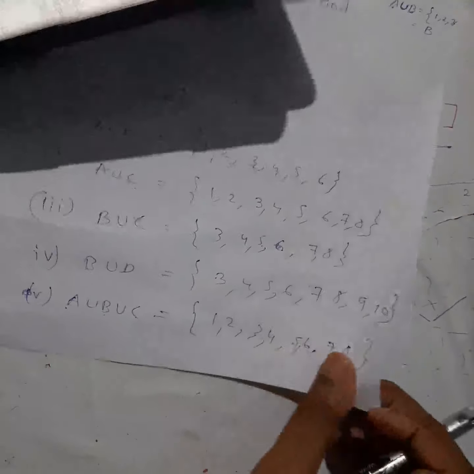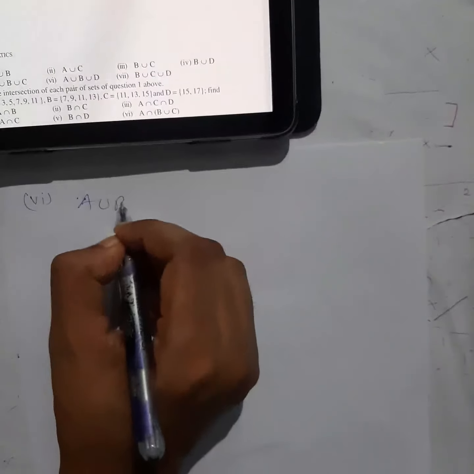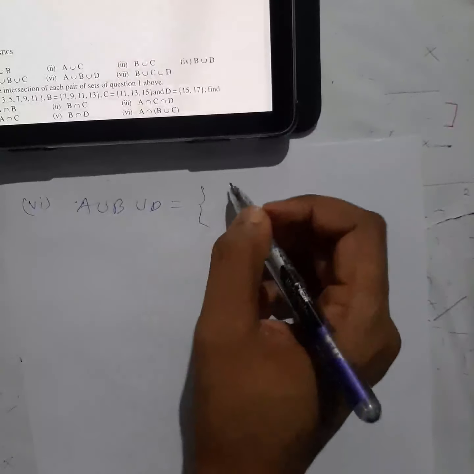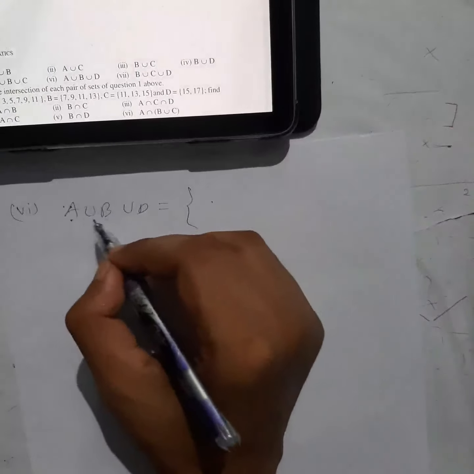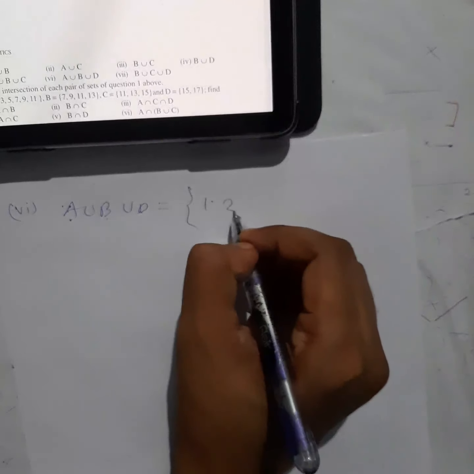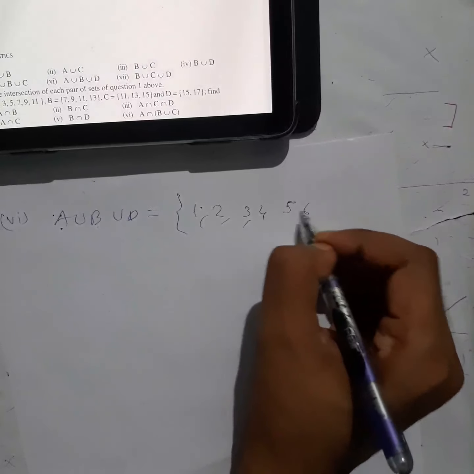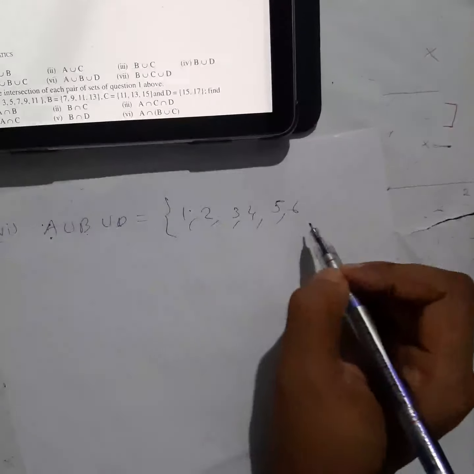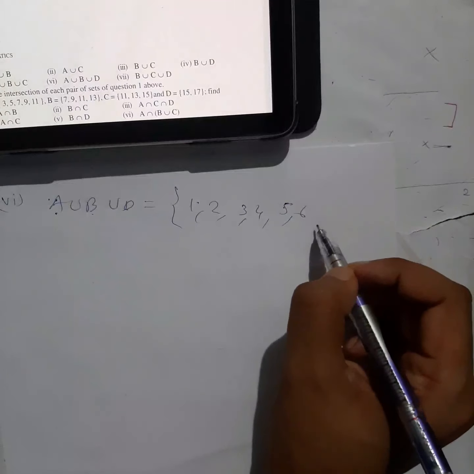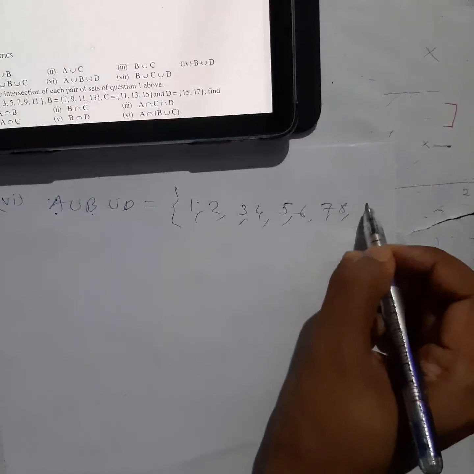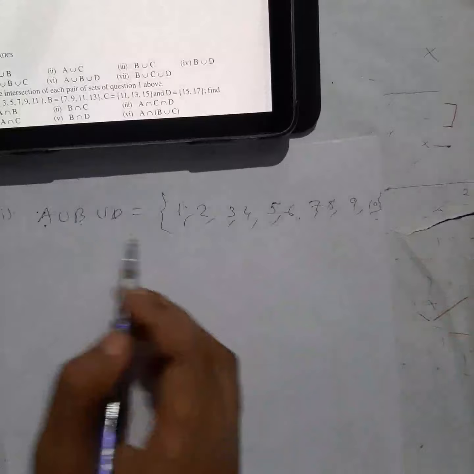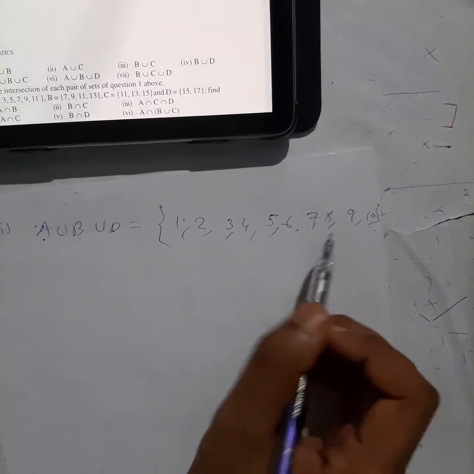Okay, so next is number 6. A union B union D you have to find. So what will it be? All elements of A, B and D. Elements of A are 1, 2, 3, 4. Elements of B are 3, 4, 5, 6. Okay, 3, 4, 5, 6. Then elements of D are 7, 8, 9, 10. So you can see all elements of A, B and D are there in this set.